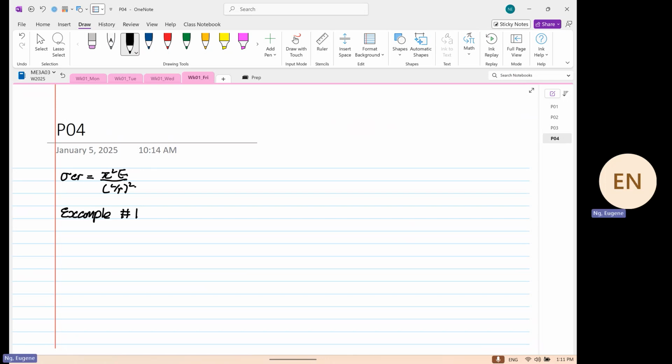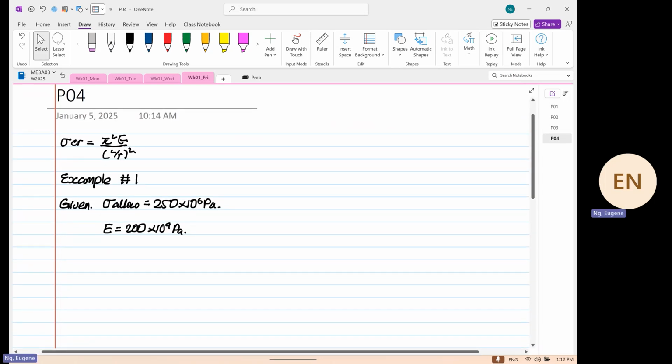Okay. Now, given that the stress allowable is equal to 250 times 10 to the power 6 Pascal, and we have a Young's modulus of 200 times 10 to the power 9 Pascal.